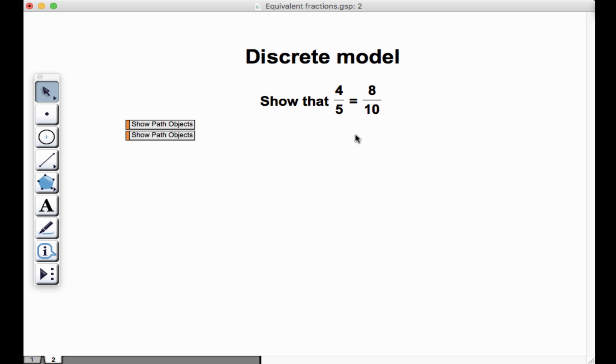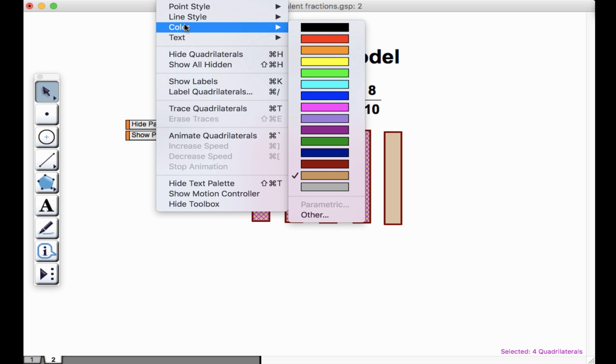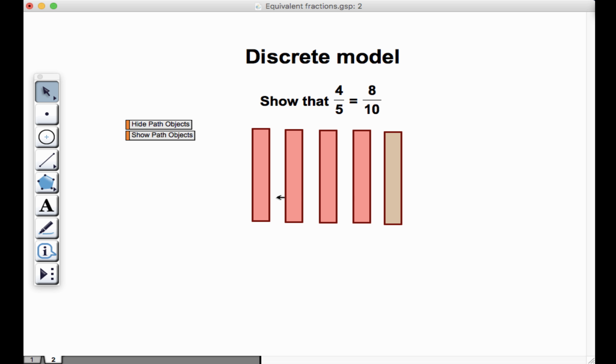So if we want to show 4/5 equals 8/10, you might think, well, let's start out the same way. Let's start with 5 of something. This is my attempt at drawing popsicle sticks. And maybe there's something special about 4 of those popsicle sticks. So I'm going to make 4 of them red instead of brown. So this is a discrete picture of 4/5. There are 5 separate things, and 4 of them have this characteristic in common. But this isn't going to work very well in a discrete context to show 8/10 because I only have 5 of something.